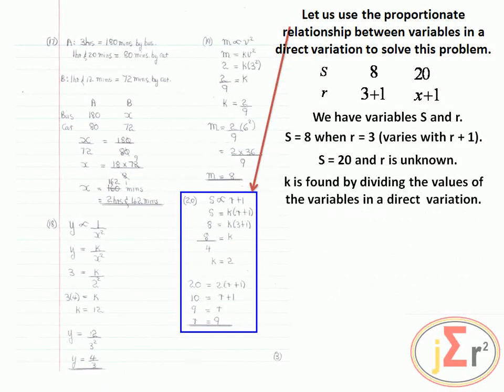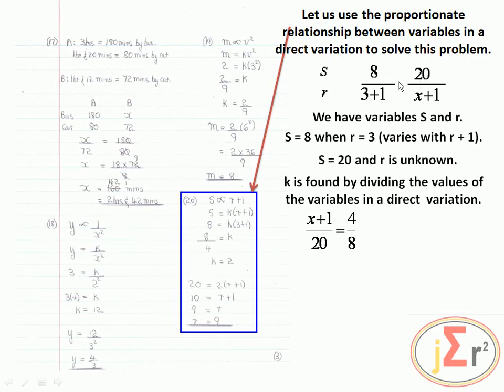K is found by dividing the values of the variables in a direct variation. So if we divide the variables, we will get the value of k. But we do not usually write the value of k, but it is assumed. So we divide, and what do we do? We equate. So we divide and we equate, because the value is a constant. That means if we divide this, we will get a particular value, and if we do this, we will get the same value. Therefore, what we have here and what we have here are equal.